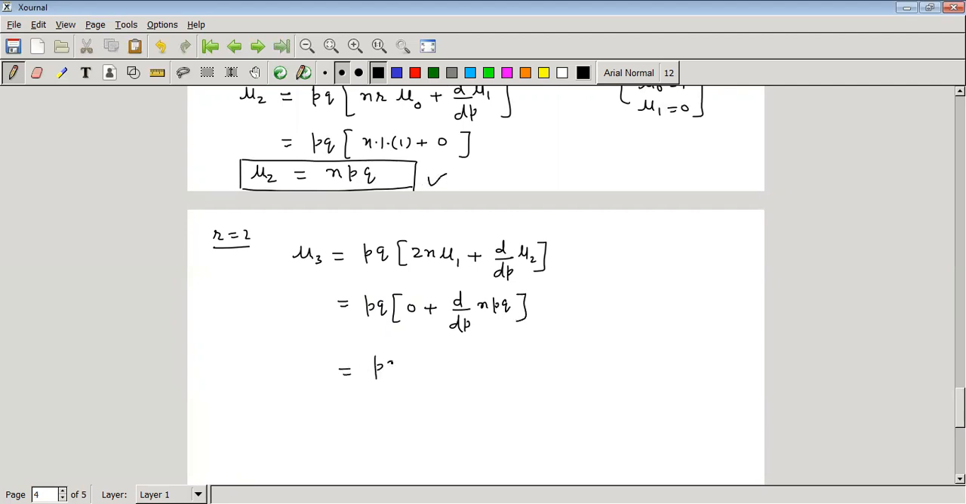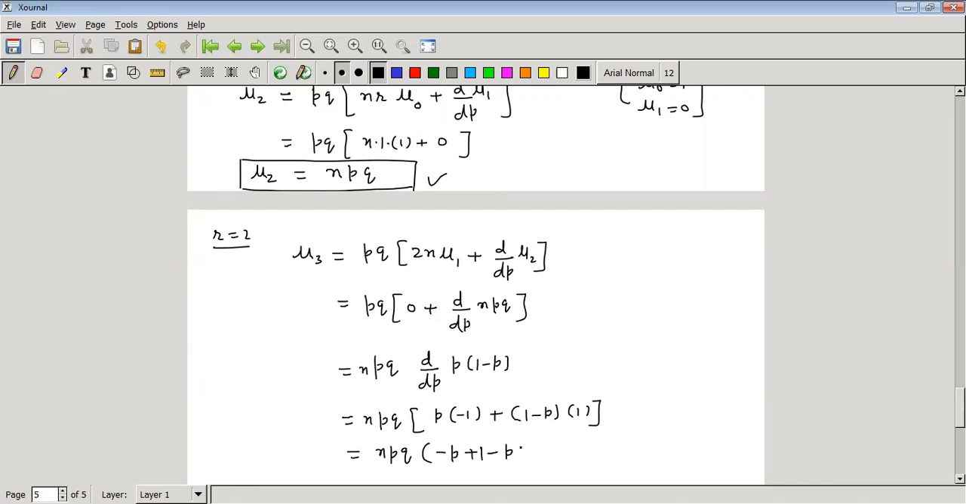And because q is equal to 1 minus p, we can write d by dp of, we can take n to be common, p into, we can write q as 1 minus p. So it is a product of two functions. So we can put npq. The first function is p, derivative of 1 minus p is minus 1, plus 1 minus p, derivative of p is 1. So we get npq, minus p plus 1 minus p. And this is equal to npq.